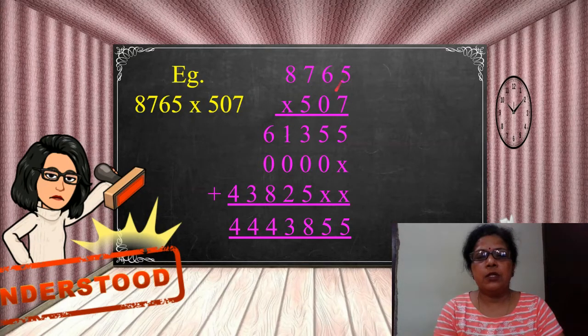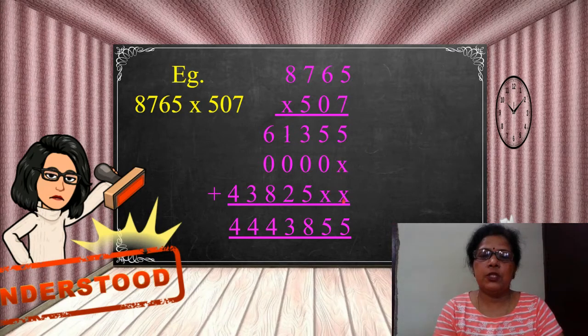5 5s are 25, 5, 2 carry. 5 6s are 30, 30 plus 2, 32, 2, 3 carry. 5 sevens are 35. 35 plus 3, 38. So 8. Again 3 carry. 5 eights are 40. 40 plus 3, 43. 43. Now we will add these three numbers.